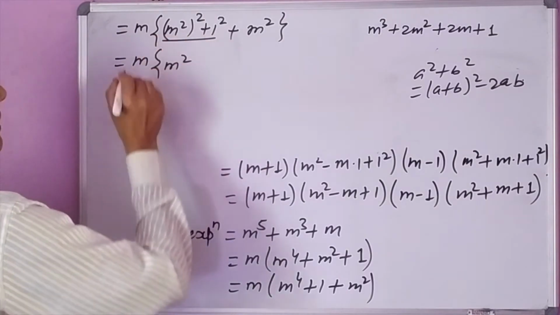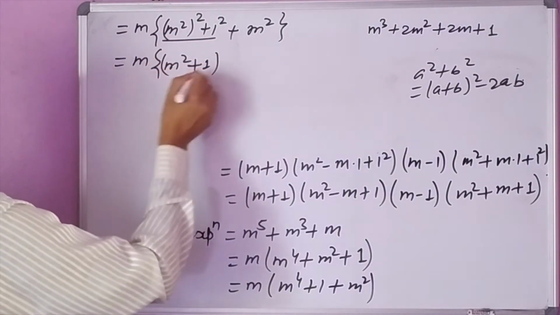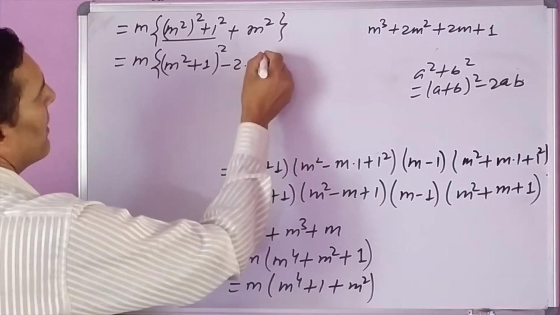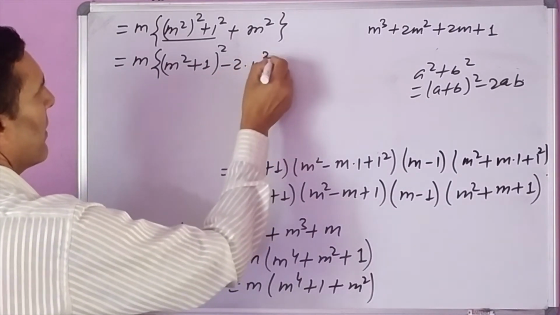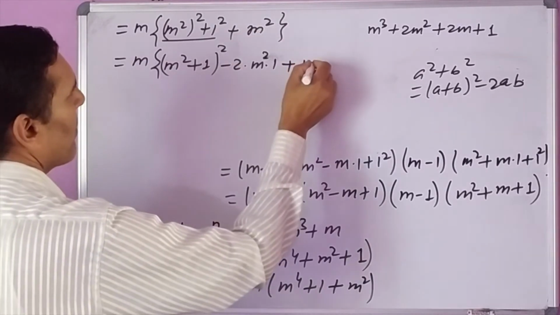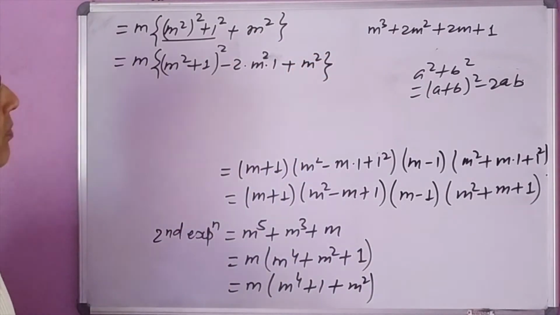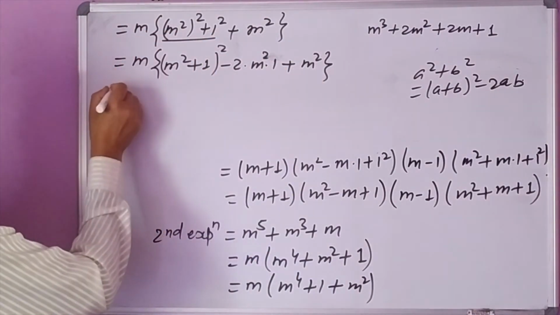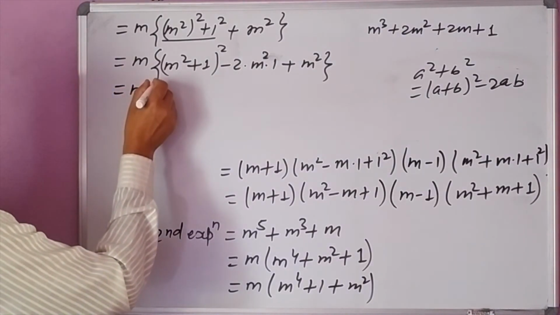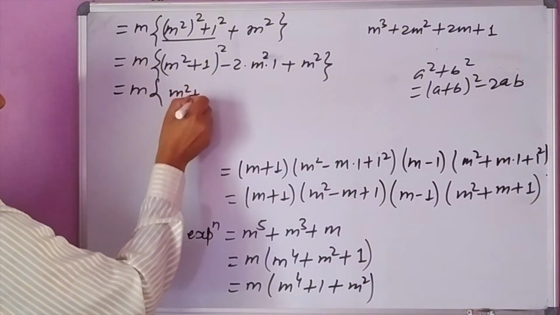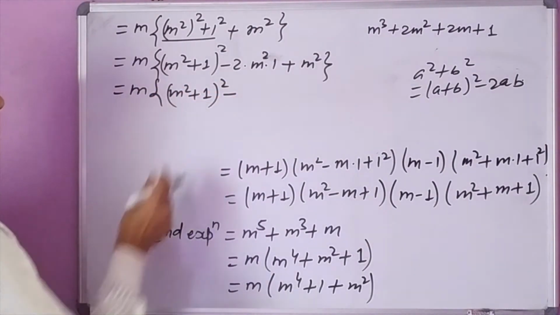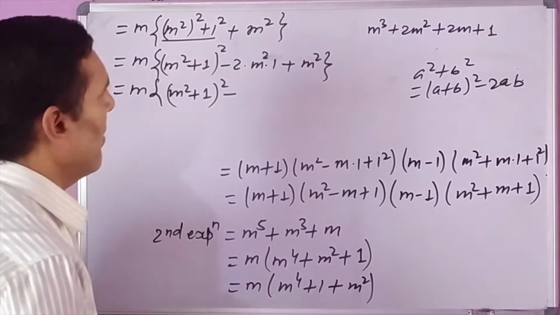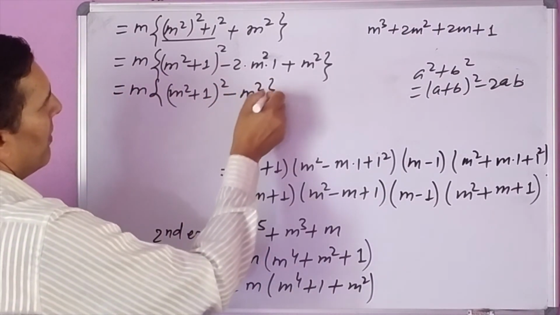In the first two terms here, a plus b whole square minus 2ab, a is m square and b is 1. And this plus m square as it is, we have used the formula of a square plus b square in the first two terms only, and this m square is as it is there. So it is m square plus 1 whole square, and my 2 into m square into 1. This is minus 2m square plus m square. It gives minus m square.